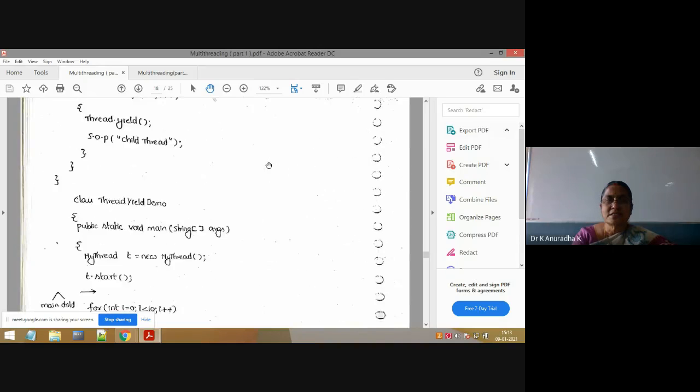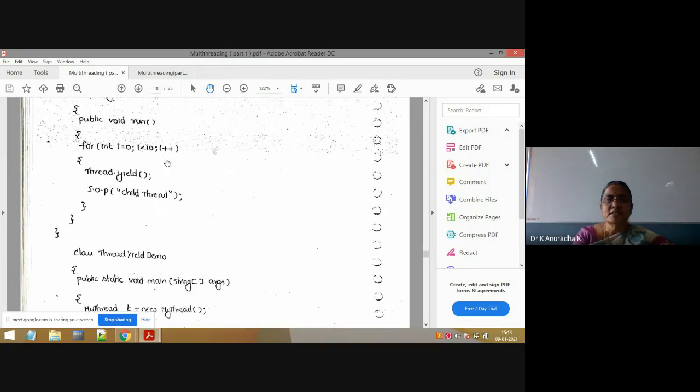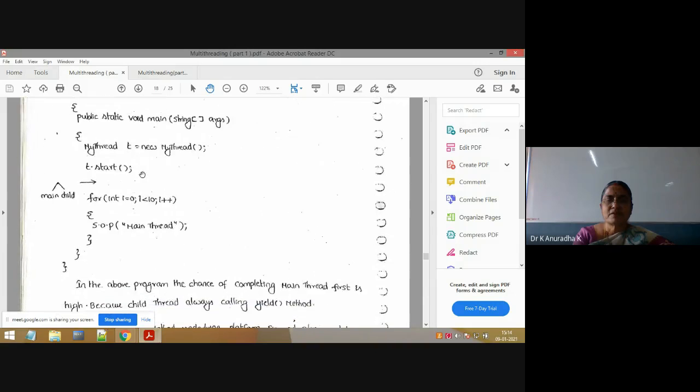Whenever the child thread gets the CPU, and the run method is being executed inside the child thread, it always invokes this yield method, that is Thread.yield. Whenever it invokes the yield method, from running state it goes to the ready state, that is, to the waiting queue. At that time, the main method goes to the running state. That means the main method completes its execution first, followed by the child thread. This is nothing but Thread.yield. Okay, what is the purpose of the yield method?